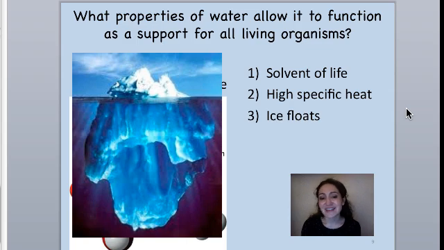This is that example where we can see not ice just floating in your cup of water, but ice floating in nature. Although it's really sad because it's predicted that in the next 30 years or so, we're not going to have any more icebergs left because of climate change.